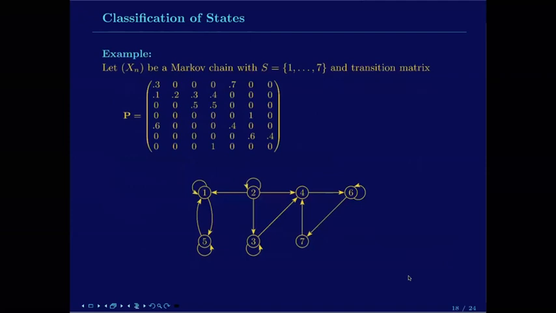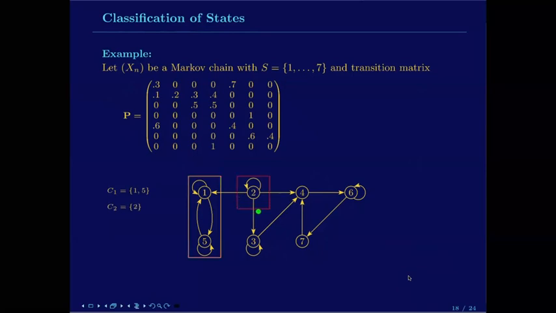As an example, here we have a transition matrix of a Markov chain with 7 states, and here we have the corresponding graph. Now we can look at the classes. The first class would be 1 and 5, which clearly communicate with each other, but do not communicate with any of the other states. 1 is accessible from 2, but not vice versa, for instance.